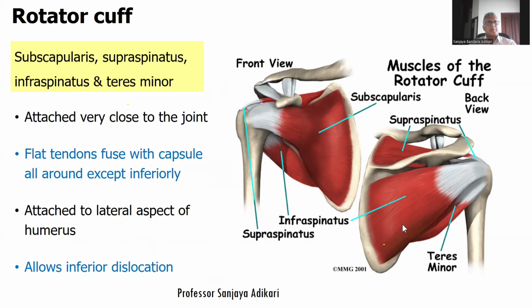Then the rotator cuff muscles. When you say rotator cuff muscles, we mention several muscles attached between the scapula on one side and the proximal end of the humerus on the other side. They are all short muscles with flat tendons, and the tendons fuse with the capsule anteriorly, superiorly, and posteriorly, and strengthen the capsule. But there is no rotator cuff on the inferior aspect, which weakens the capsule of the joint inferiorly, allowing the head of the humerus to dislocate inferiorly.